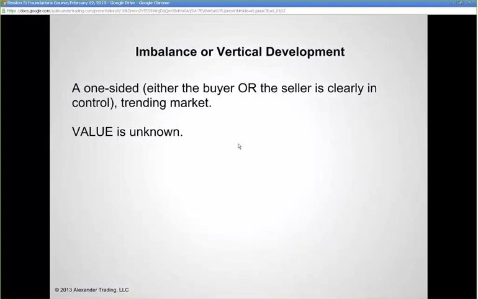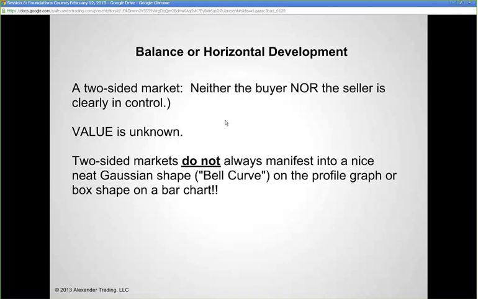So imbalance, or vertical development, is one-sided trading. Either the buyer or the seller, but not both, is clearly in control. This is a situation where value is unknown and the market is developing vertically in time. In a balanced situation, it's a two-sided market. Neither the buyer nor the seller is clearly in control. It's a standoff.